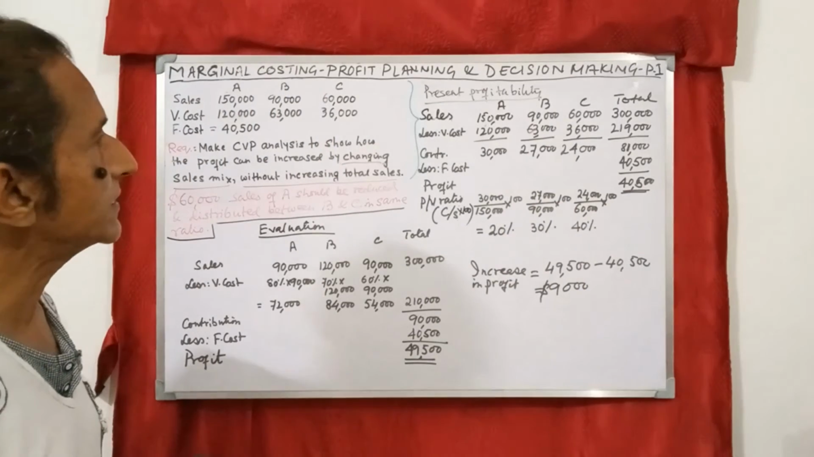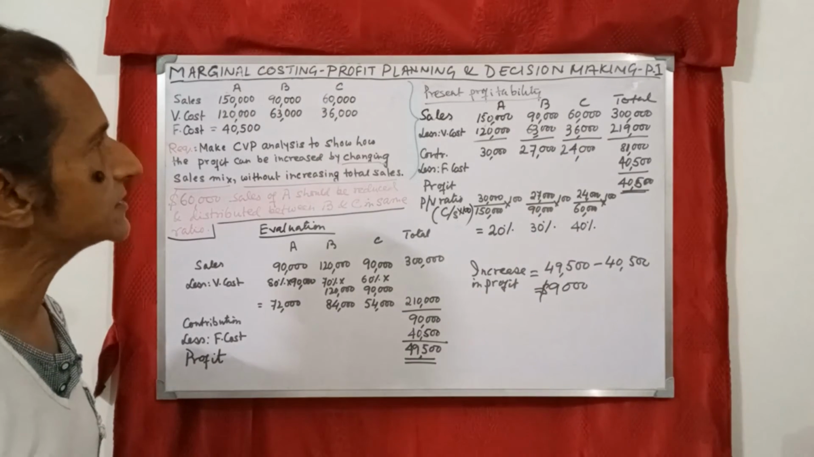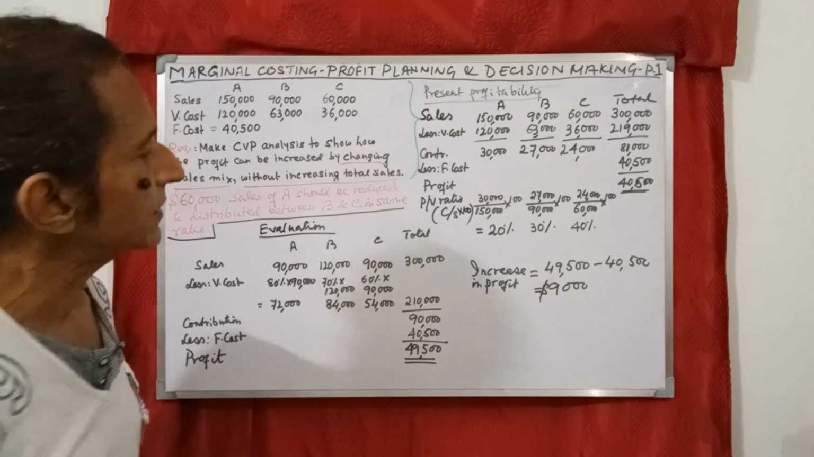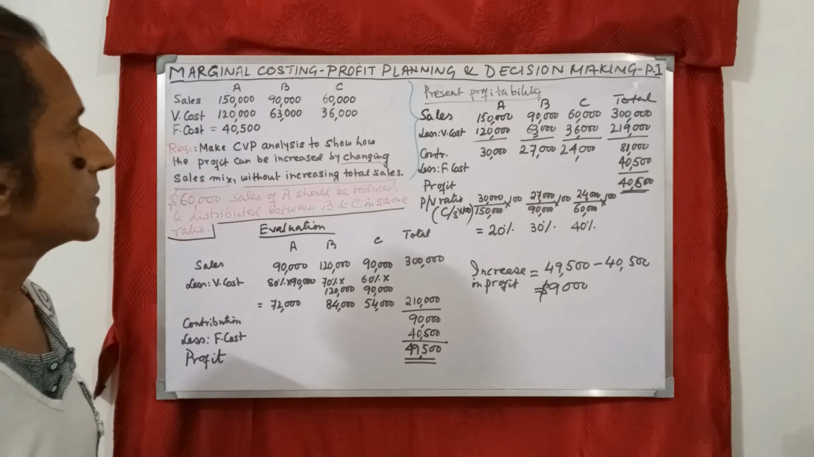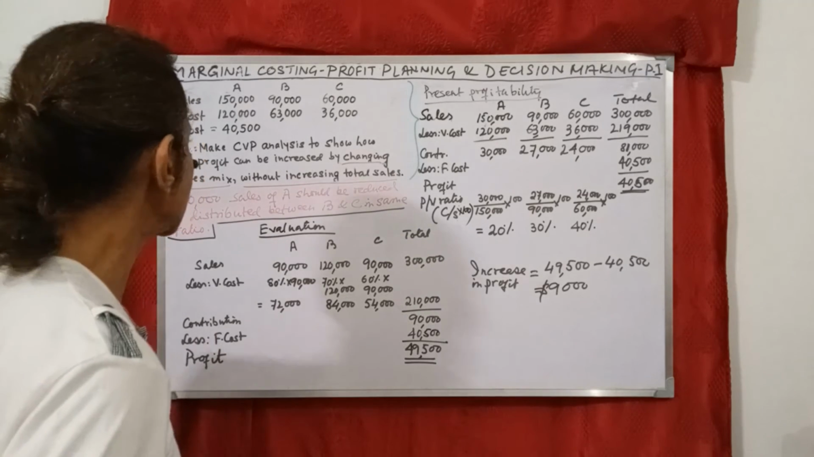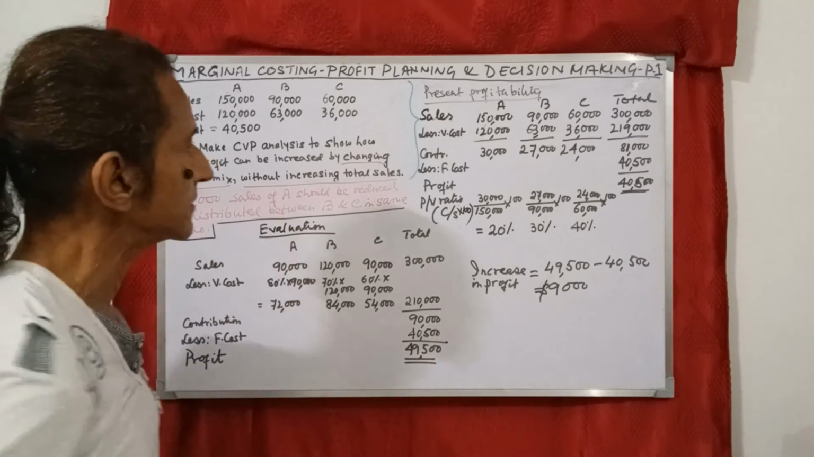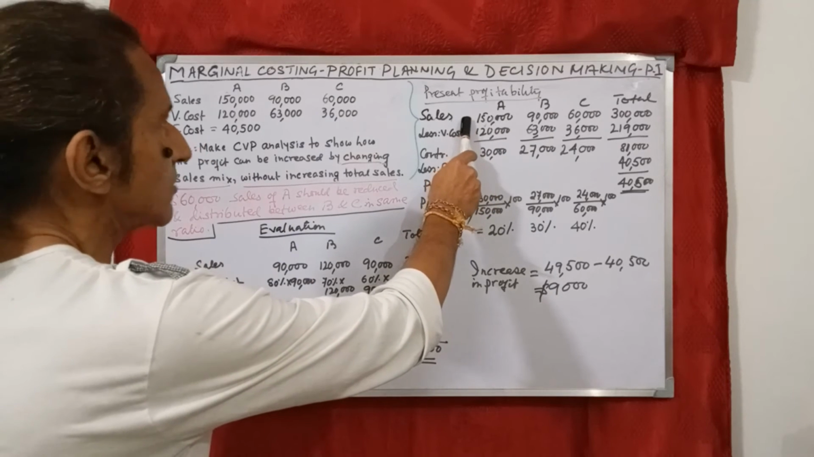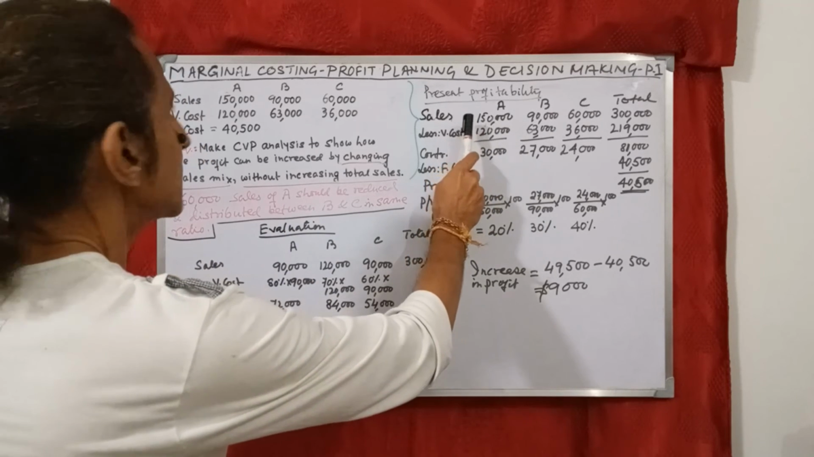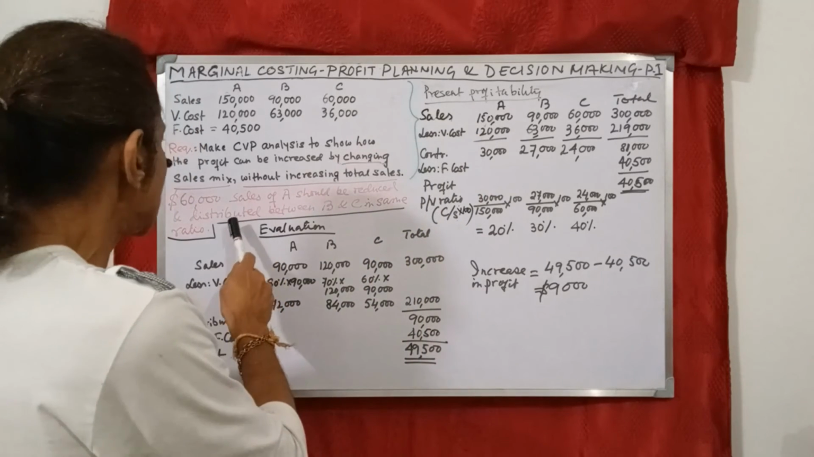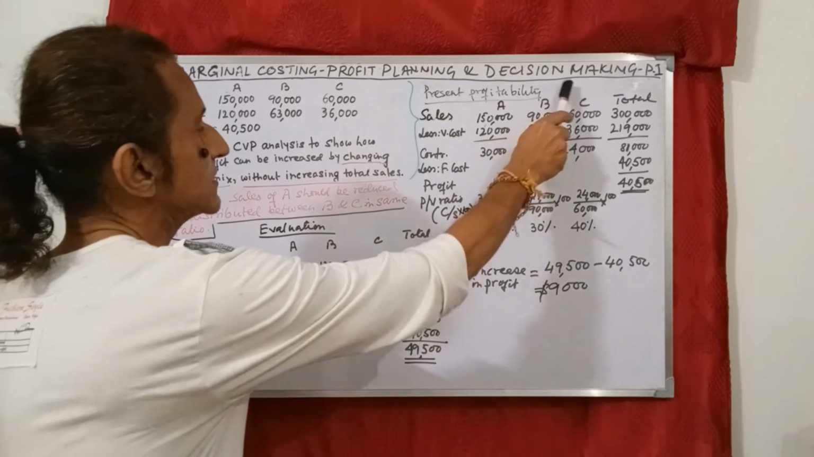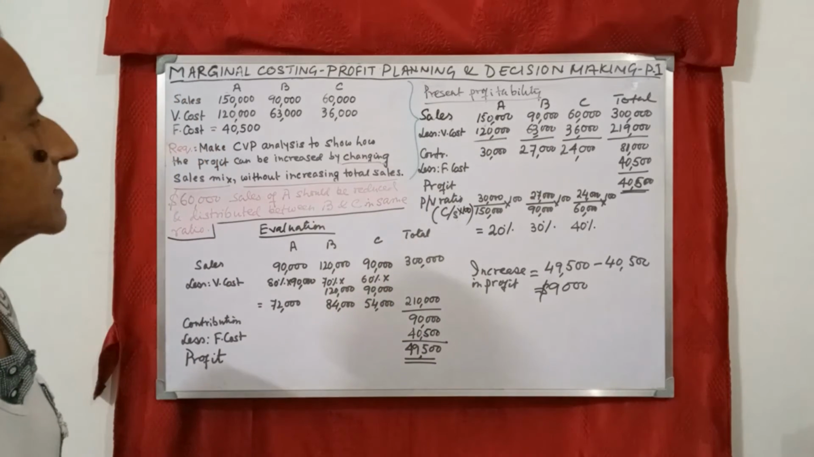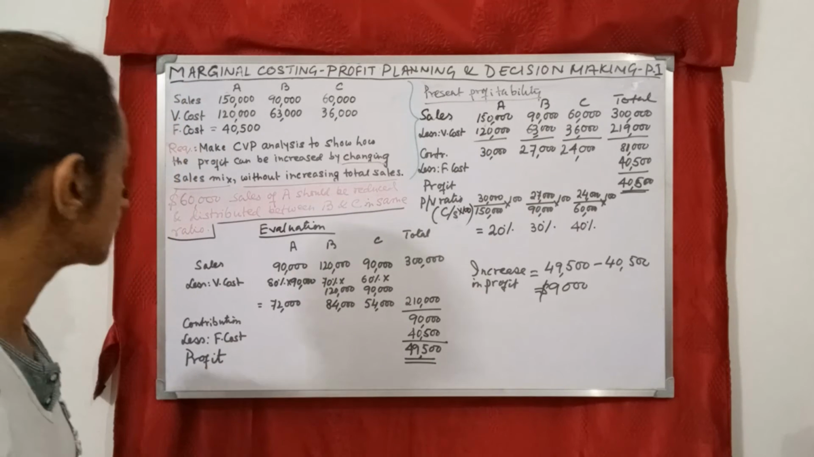So we see that product A is giving least contribution and product C is giving highest contribution, and product B lies between A and C. Now the management proposes that 60,000 sales of product A should be reduced. That is, sales of product A, which is 150,000 at present, should be made 90,000, and 60,000 sales will be distributed between B and C in equal ratio, that is 1:1. That is 30,000 each. B and C will get 30,000 each in terms of sales.